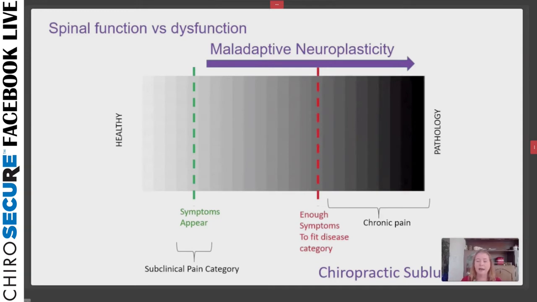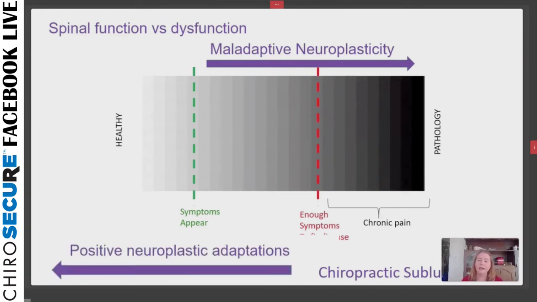And what I think happens when we do adjust the spine is that we have a positive neural adaptive effect, so that we are pushing the system back into the positive effect. But it will depend on many factors. So although I'm saying that's probably the model, it's not black and white.